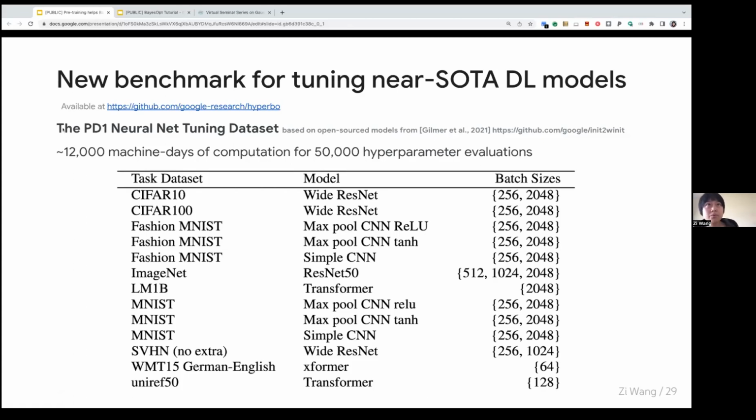And we came up with this dataset called PD1, a neural net tuning dataset. PD actually stands for prior discovery, which was the original name of the project. So we have 12,000 machine days of computation and 30,000 hyperparameter evaluations on these tasks and models.